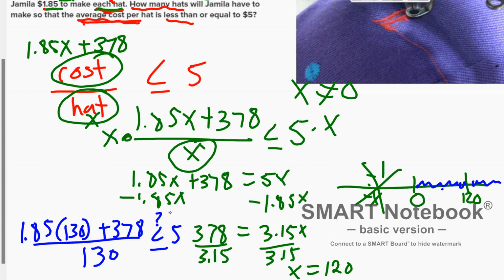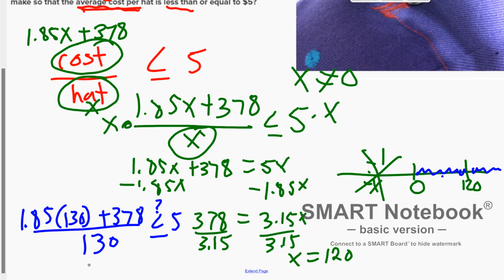We take 1.85, multiply it by 130, add 378, then divide that by 130, and we get about 4.7576. We'll go with that. Is that less than or equal to 5? That is true. So we're probably looking at answers above that.